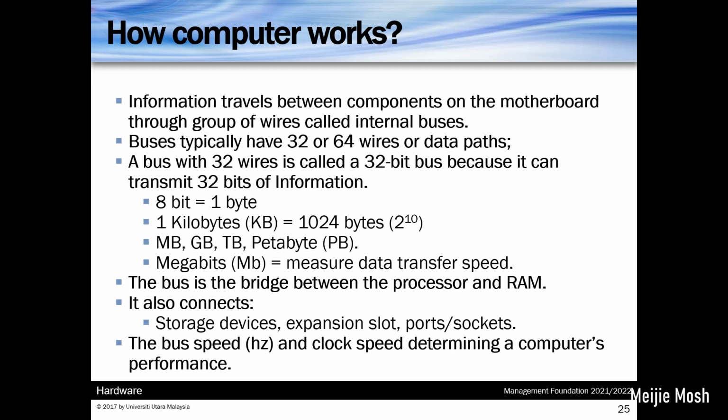Information travels between components of the computer through groups of wires called internal buses. So a bus is a communication link used in a computer system to send data, addresses, control signals, and power to various components inside a computer system or between computers. So in simple words, computer buses are electrical wires which connect the various hardware components in a computer system.